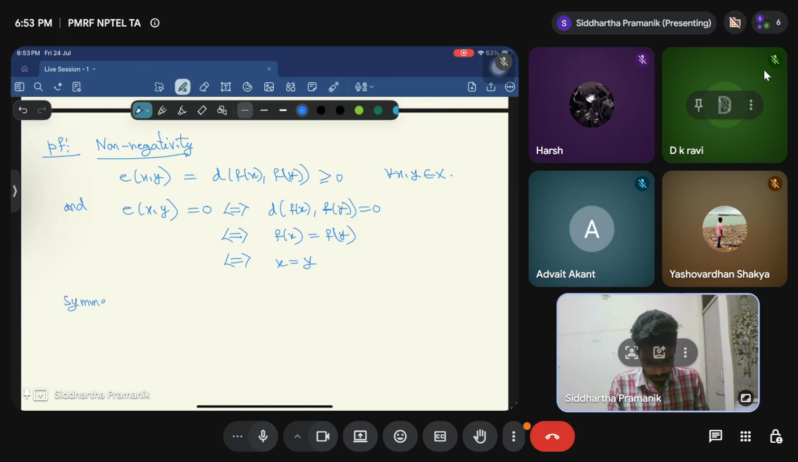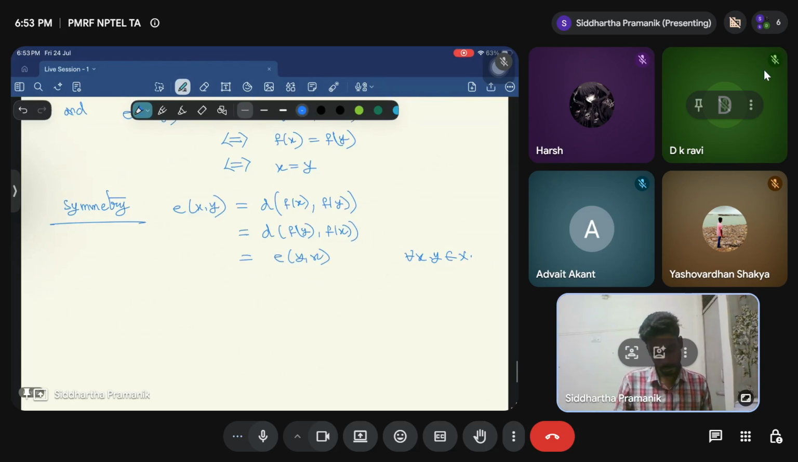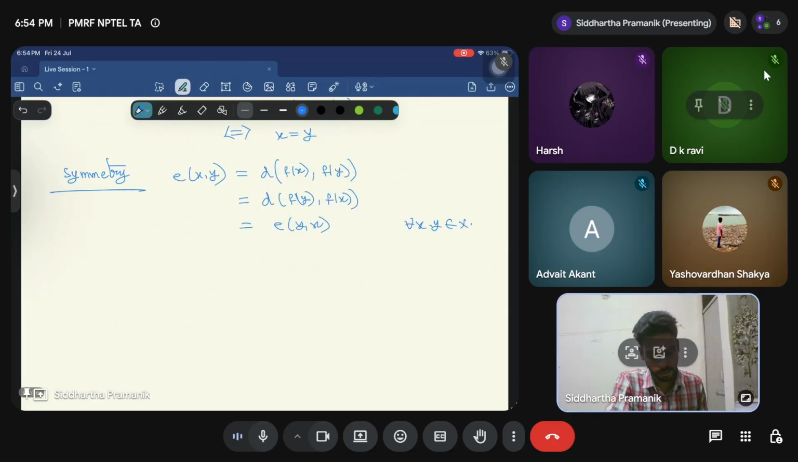Now the symmetry, these things are fairly easier. So e of xy is d of fx comma fy by definition, and d is a metric, so d is symmetric. And by definition this is e of yx, and this is true for all x, y. So this proves the second axiom. The last one is the triangle inequality, and that one will also follow in this case easily.